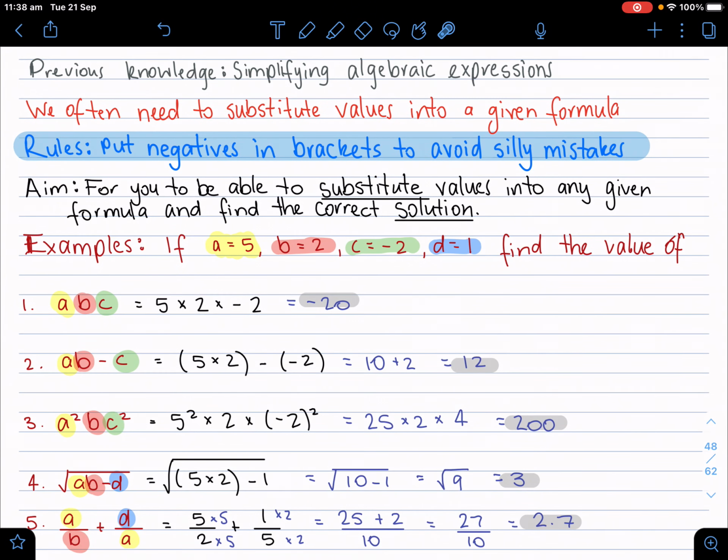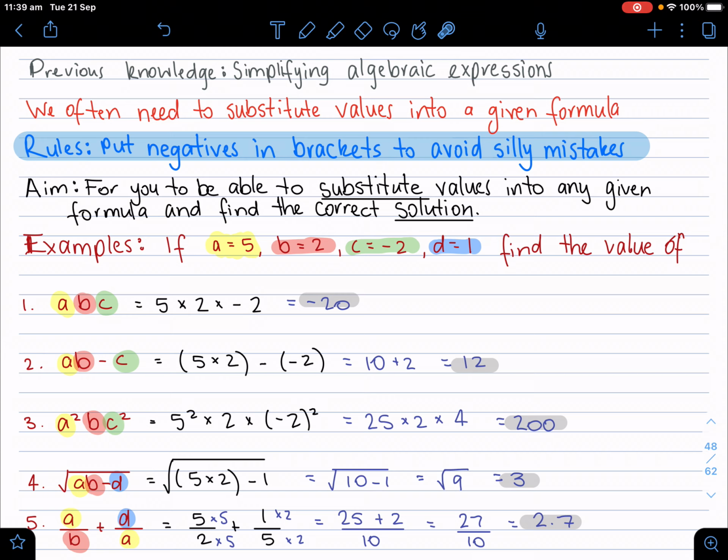So what is the importance of substituting? Well, in life, we're given a lot of formulas, whether that be the amount of medicine that a child needs to take or how to calculate the area of something. And we need to substitute values into it, such as, for the amount of medicine that a child needs to take, their age or their weight or other factors that may play a part in there.